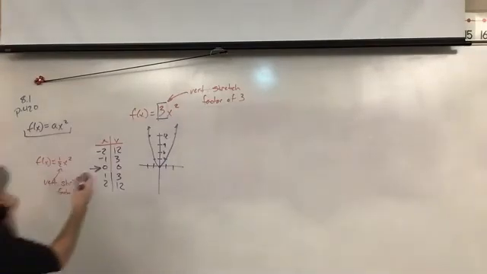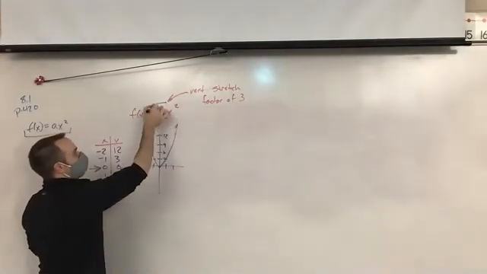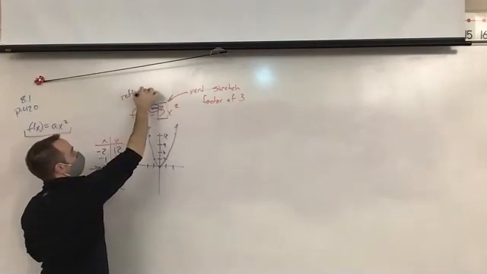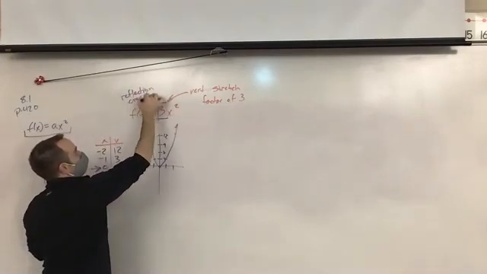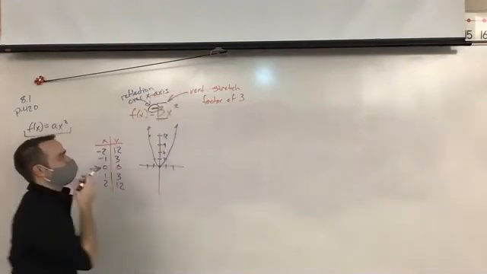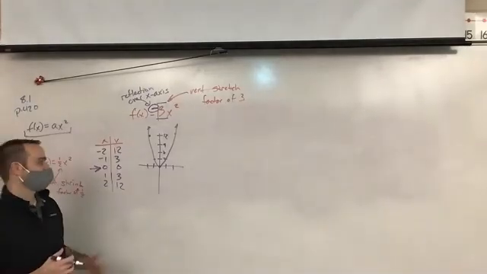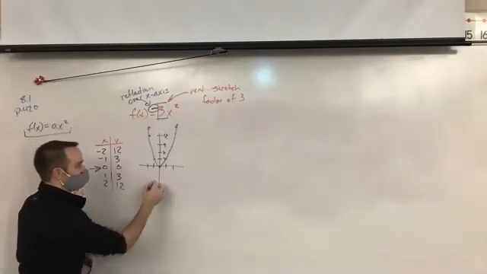All I would have to do is make that a -3. And then that's going to be a reflection over the x-axis, because that's going to make all my y values negative now. So instead of 12, 3, 0, 3, 12, I'm going to have -12, -3, 0, -3, -12, right? It's going to be down here now.